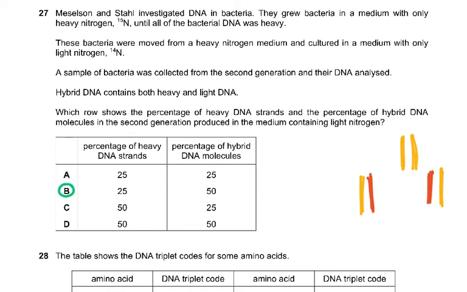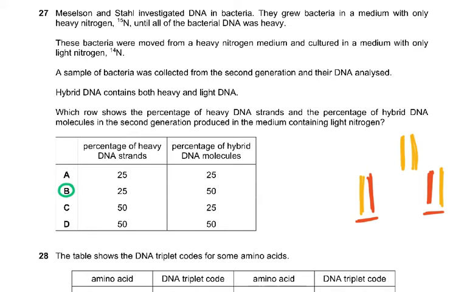A sample of bacteria was collected from the second generation and the DNA analyzed. Hybrid DNA contains both heavy and light, so this would be hybrid DNA. Which row suggests the percentage of heavy DNA strands and the percentage of hybrid DNA strands?